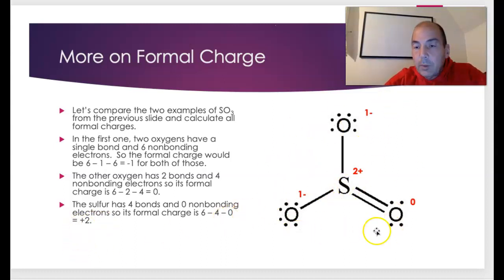Now, if we look at the whole thing, it does add up to be 0, so it does make sense as a compound that it would be 0, but the fact that sulfur is +2 and each of these oxygens are -1 implies that the oxygens were stealing electrons from the sulfur, and the oxygen, while very electronegative, isn't really strong enough to steal electrons, so there's some question about that.